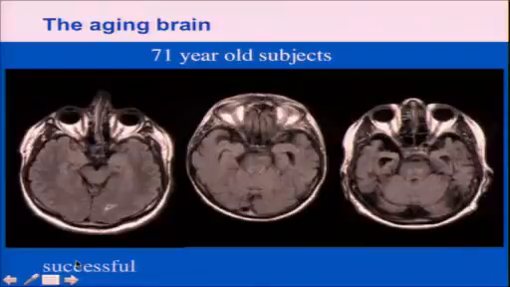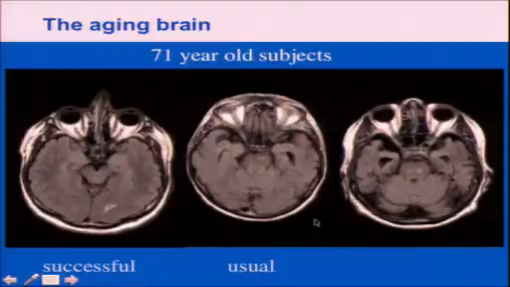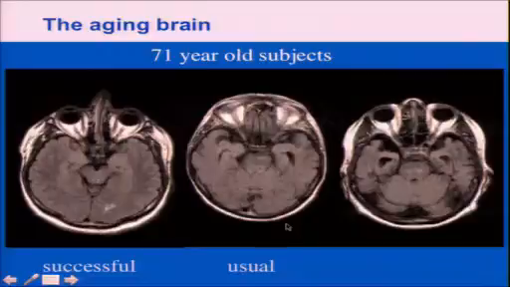So we don't see much atrophy. We don't see a lot of white matter changes. In the middle, we probably have still usual aging, so we do see some atrophy and some white matter changes. I will show you the upper slices later on.